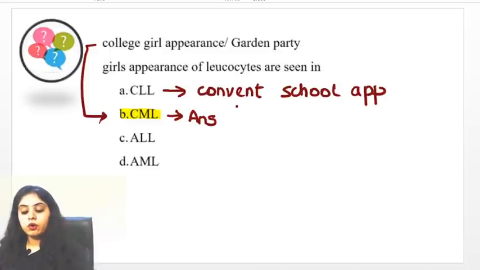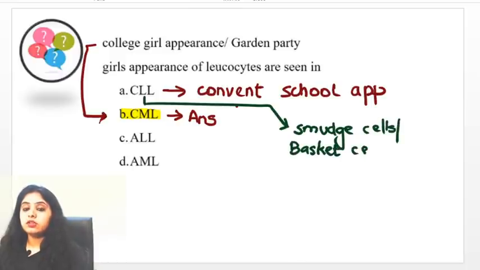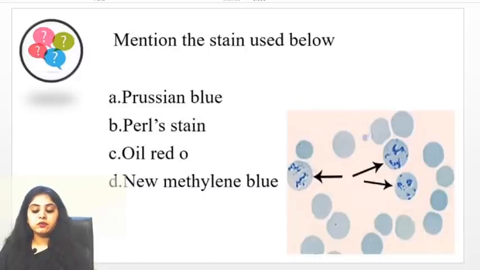Let me ask you, which is the cell that you see in CLL which is very, very important? I hope everyone remembers that in CLL we see the smudge cells. Smudge cells are also known as basket cells, or they are also known as parachute cells. So yes, all of these are other names and they are very, very important. Okay, moving on, one of the most expected questions, mention the stain used below.